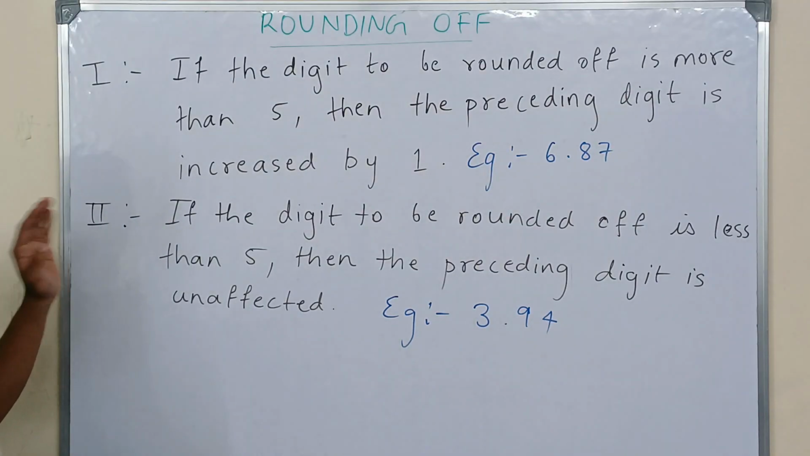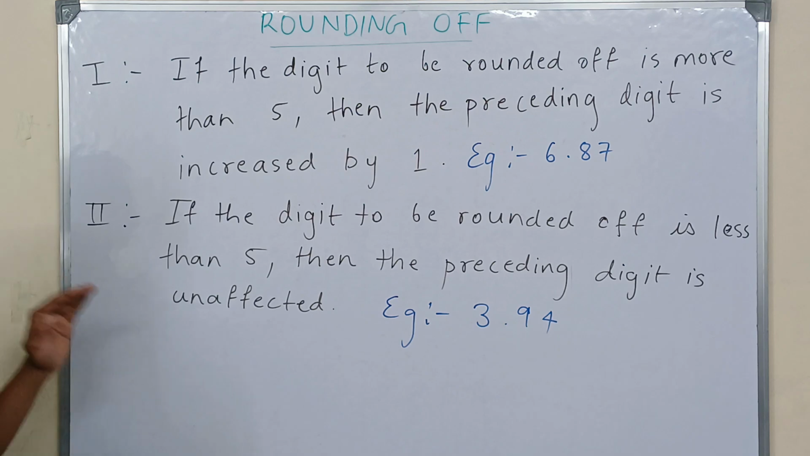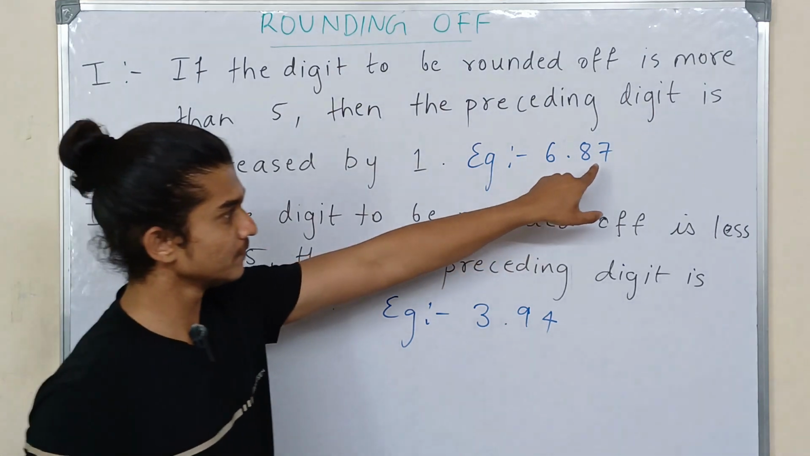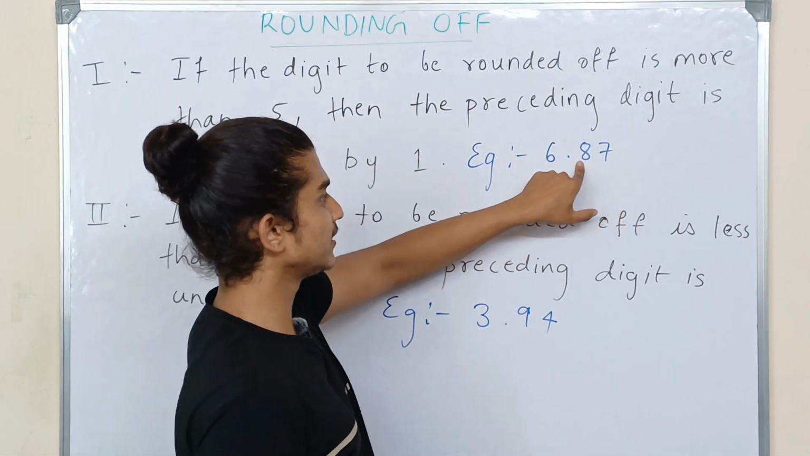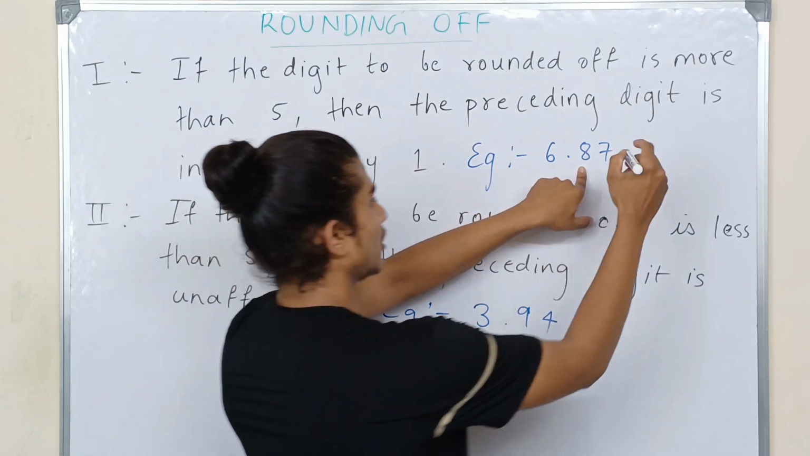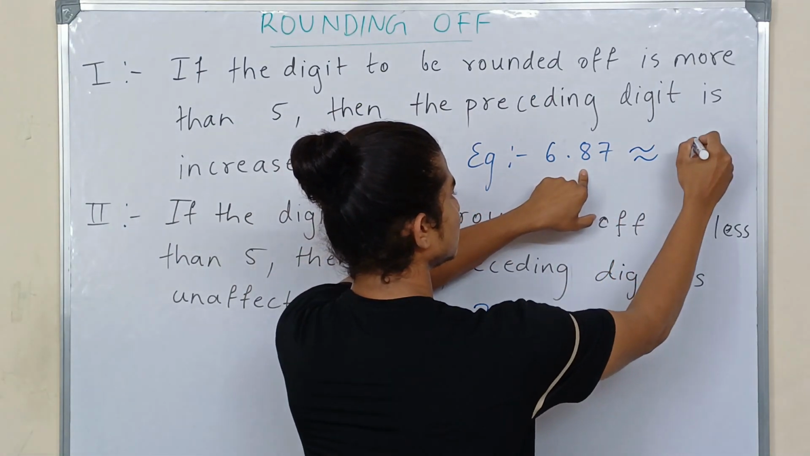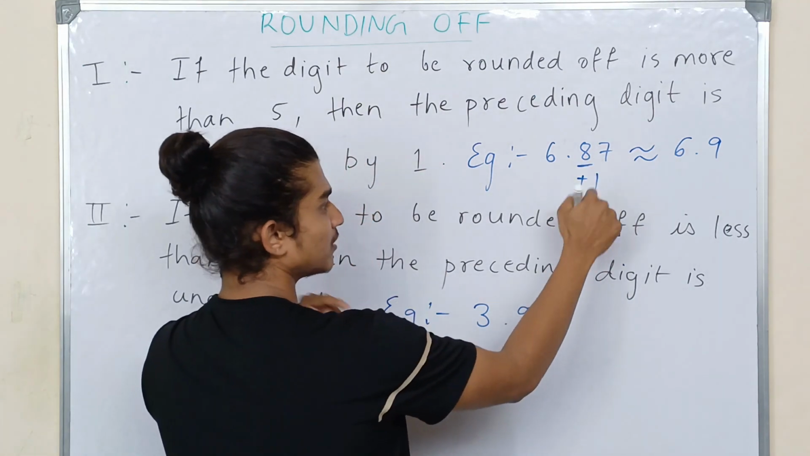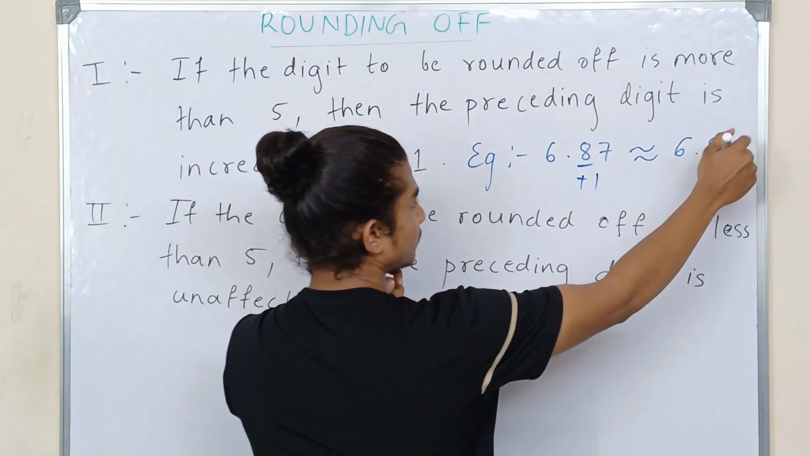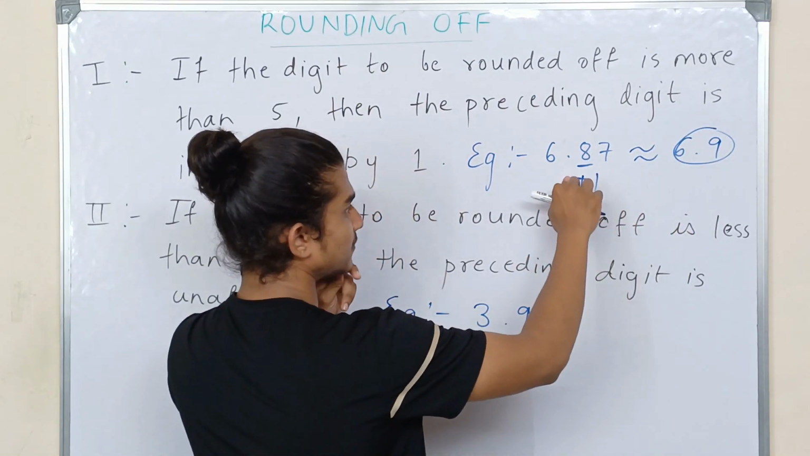So the first rule is, if the digit to be rounded off is more than 5, then the preceding digit is increased by 1. So you probably know about this rule from the high school classes itself. So if the number is more than 5, then the preceding number should be increased by 1. So how would you round this off? You would round this off as 8.9. So you would increase this number by adding 1 to it and then writing it off. So this will be the rounded number of this particular digit.